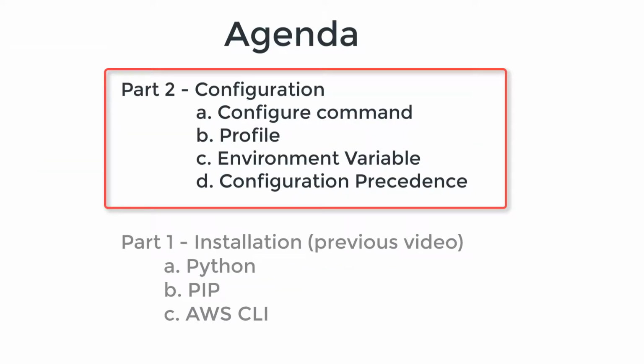So in this video, we'll go through four things. First is using the Configure command. Second is using the named profile. Third is environment variables. And finally, we'll talk about the configuration precedence if you're using multiple methods to configure your AWS CLI. If you're following along this tutorial, you will need a macOS computer and an AWS account.